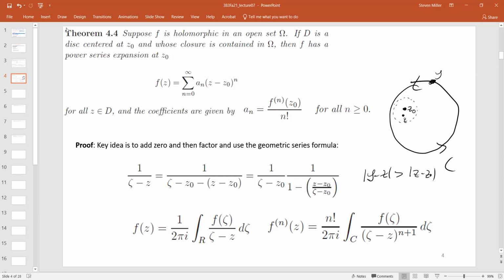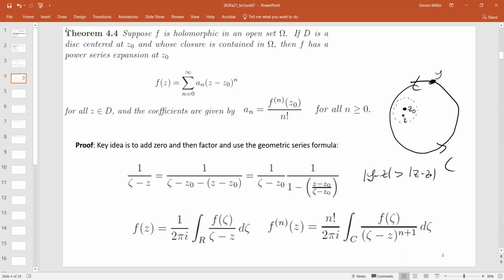And so when I look at the denominator, I can pull out a zeta minus z naught, and I just multiply by 1. And so I'll get z minus z naught divided by zeta minus z naught. So this is good. We're multiplying by 1 and we're adding 0. Right? We're doing that everywhere in this problem. And now we just use the geometric series. We just expand this out.